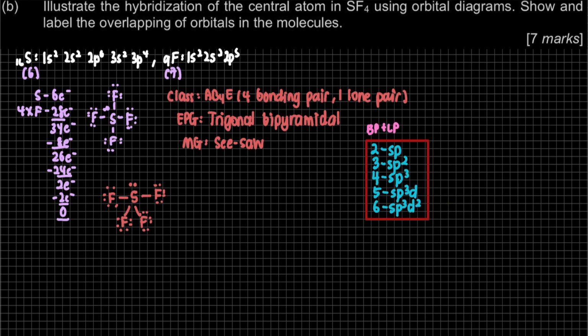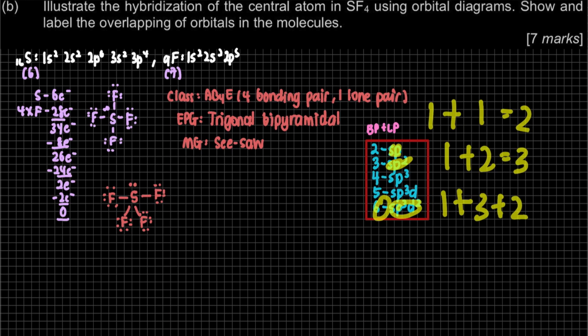Okay, so when you add up, how to remember this one again? SP means that we add 1S plus 1P, we get 2. SP2 means that we add 1S plus 2P, total is 3. Why do we get SP3D2? 1 plus 3 plus 2, then we get 6 here.